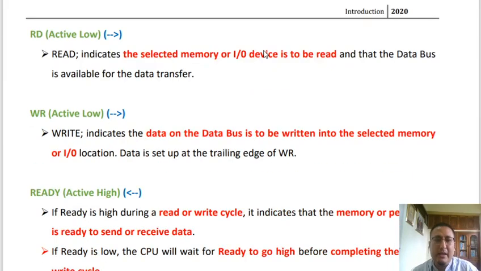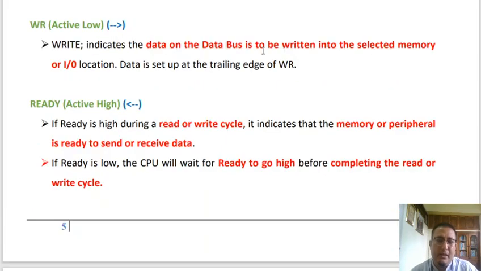Now likewise, write is an active low signal that indicates that data on the data bus is to be written onto a specified memory location or IO location. Again, I'll repeat it. Write is an active low signal that indicates that data on the data bus is to be written onto a selected memory location or IO location. So this is the difference between read and write.